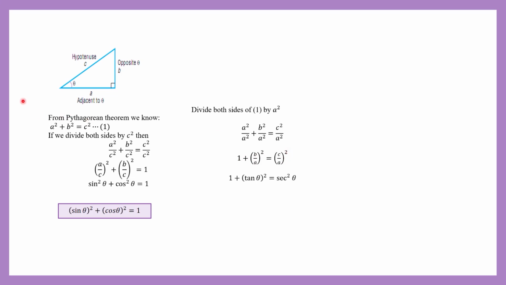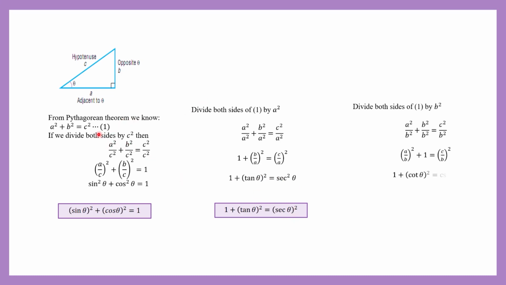As we can see, the tangent of theta in this figure is equal to b by a and secant of theta equals c by a. By replacing the values in here, we will get 1 plus tangent square of theta equals secant square of theta.